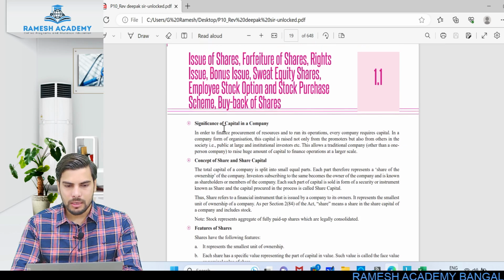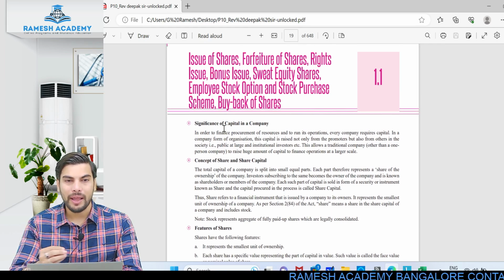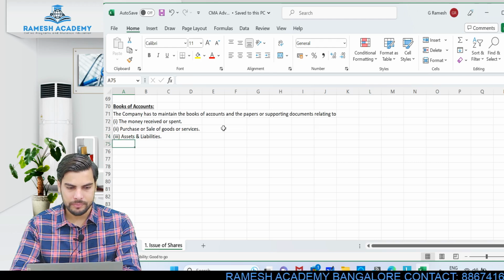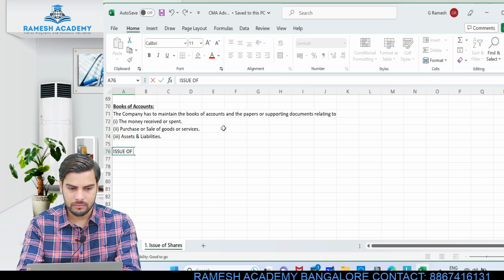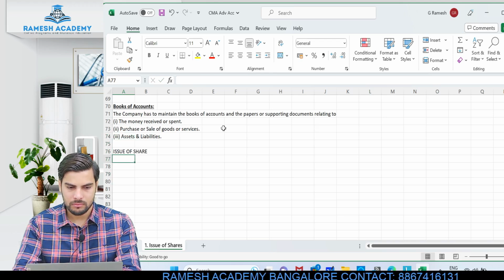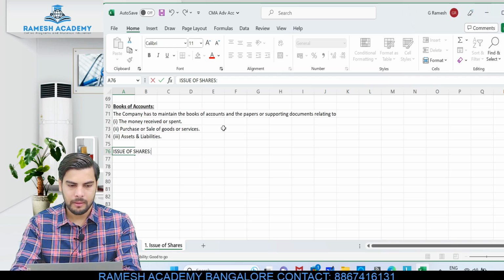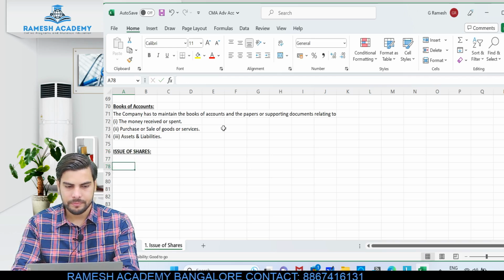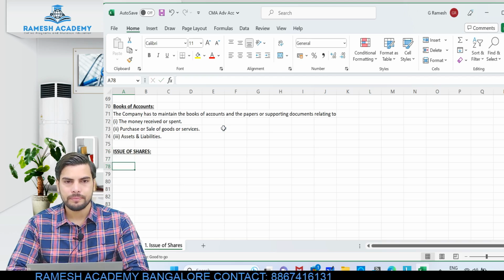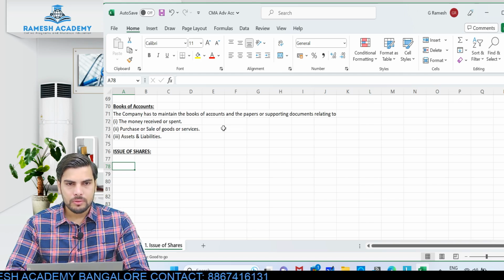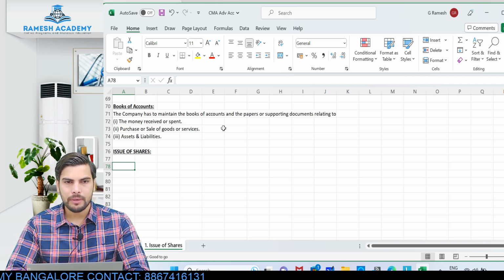Before starting with this part, issue of shares, we should have clarity about what exactly is the meaning of the term share. Let's look into it. Any idea what is the share? Yes, what is the share? Before we speak about the term share, let us understand the meaning of the term capital. So what is capital?